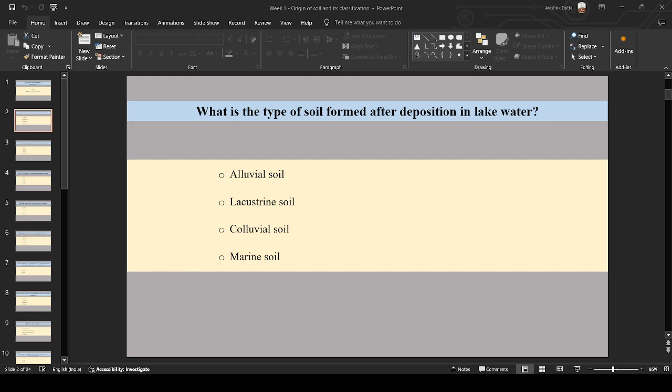I again repeat. The first question is, what is the type of soil formed after deposition in lake water? The options are alluvial soil, lacustrine soil, colluvial soil, marine soil. These are the four types of soil, and which of these is deposited in lake water? Okay, so this is the first question. I'll move on to the next question.